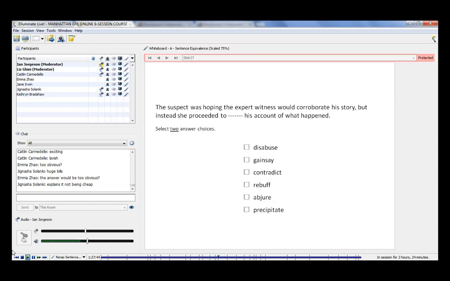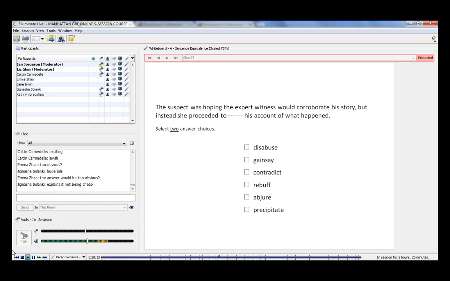Talk to me about this problem. Did you do it with answer choice analysis or sentence analysis? A sentence analysis, and I decided it was definitely contradict, but then I couldn't figure out what the second one was, so I decided to just guess, and I went with abjure just because it sounded like it could be a good word, but I don't actually know what it means.